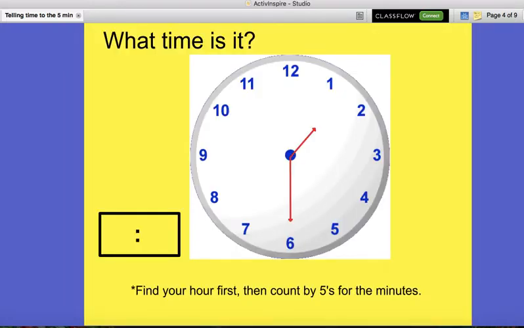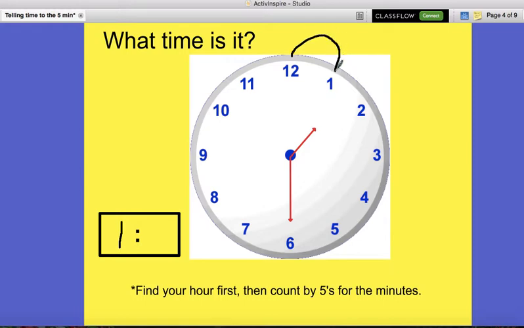So now let's look here. We want to look at where the hour hand is pointing to. So it's pointing to the 1. So I'm going to write a 1 here. And now remember, we skip count by 5. So I'm going to skip count starting at the 12. We always start at the 12.